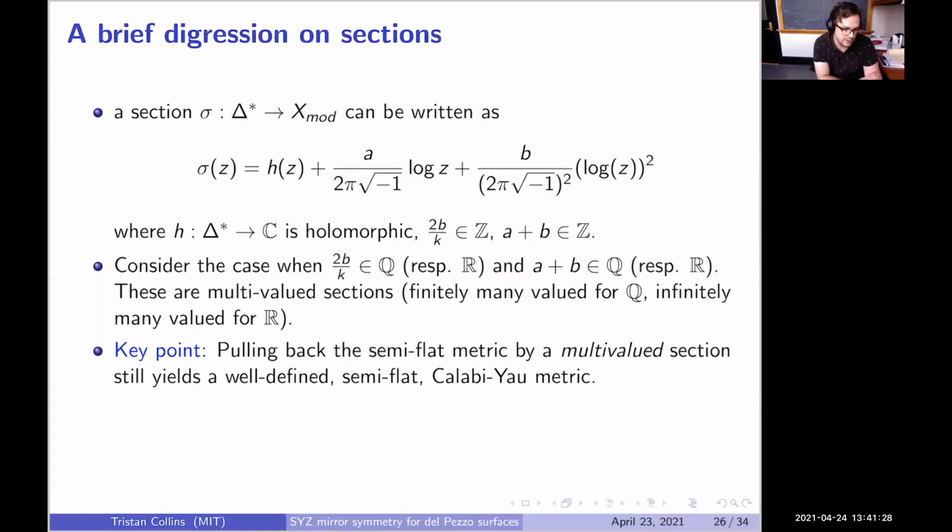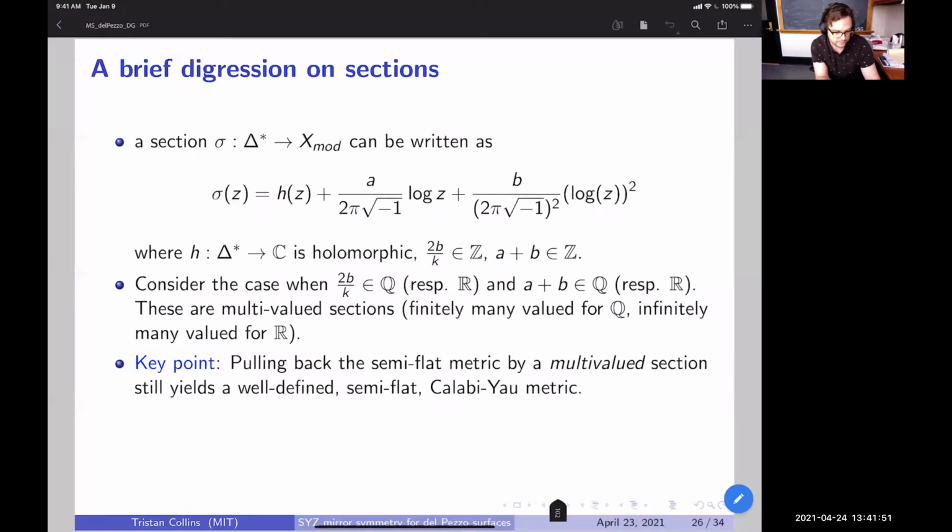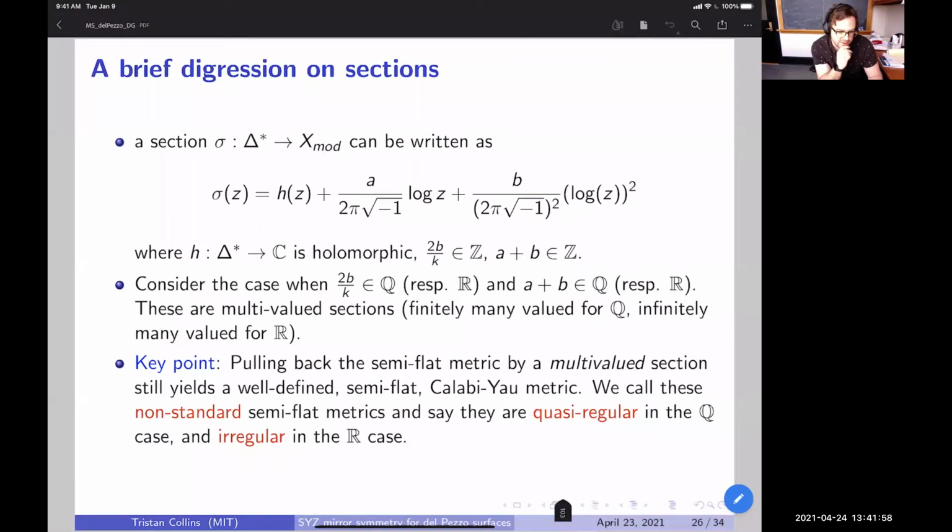They never close up. So one key point is that if you take this semi-flat metric, then it turns out that if you pull back by the Abel-Jacobi map with respect to a multi-valued section, even infinitely many valued, then it still yields a well-defined semi-flat Calabi-Yau metric. So somehow these contributions cancel in the metric. We'll call these non-standard semi-flat metrics and say that they're quasi-regular in the case of a Q-valued section, and irregular in the case of an R-valued section. By Q-valued, I mean finitely many valued over the disk, or infinitely many valued over the disk in the irregular case.